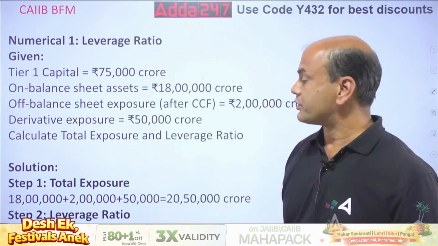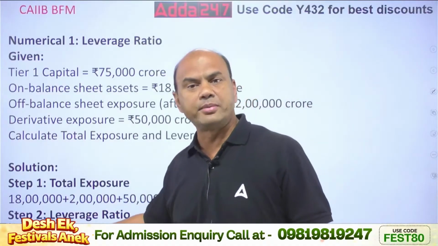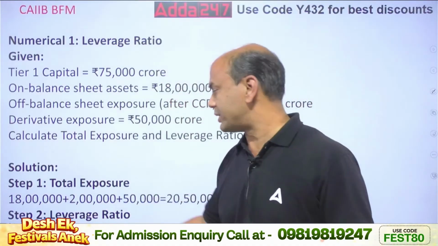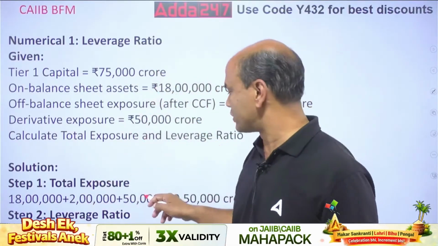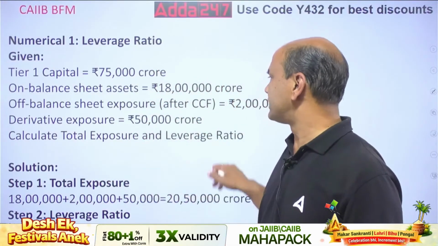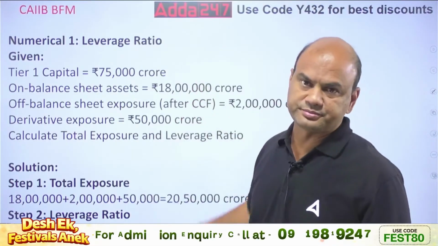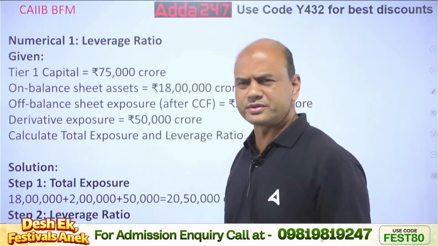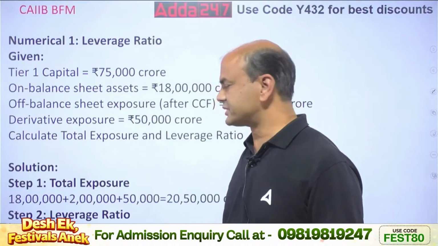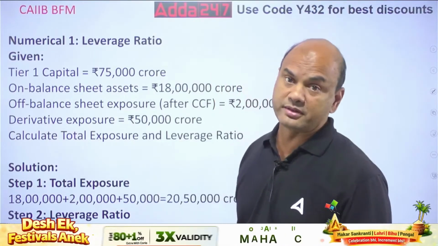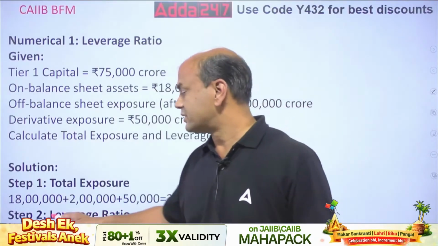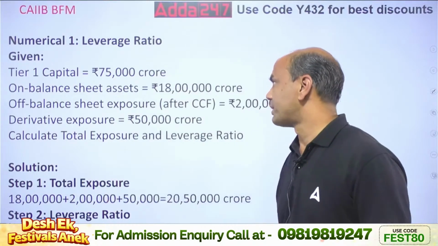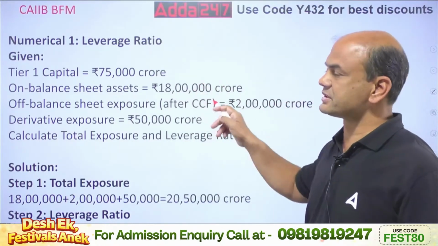So here we are finding it as capital upon exposure, so capital divided by exposure. What is my capital? 75,000. What is my exposure? Total 20,50,000, all these three added, of course. So it is 3.66%. What does this mean? My capital is 3.66% of my loans.